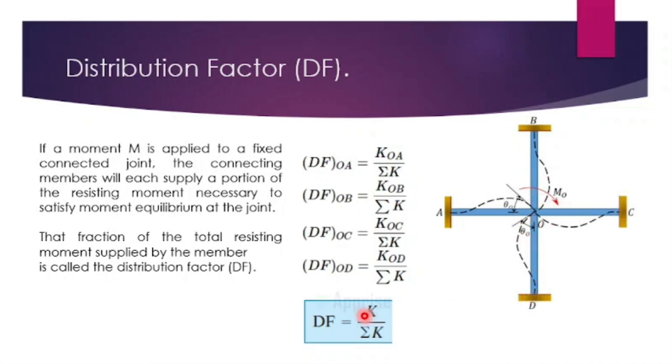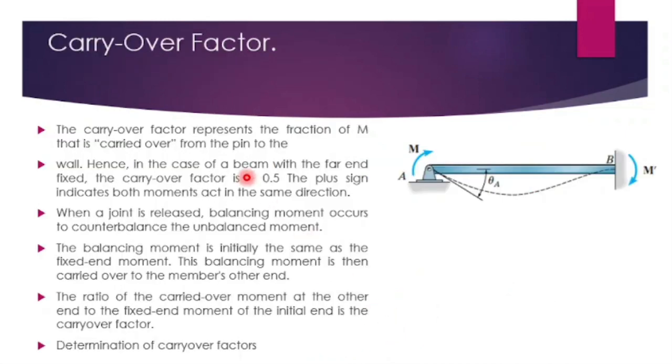So what I have to do is, what is the distribution factor? K by summation of K. So what is the summation of K? You have to add 4 times I by L. So this will be the distribution factor.